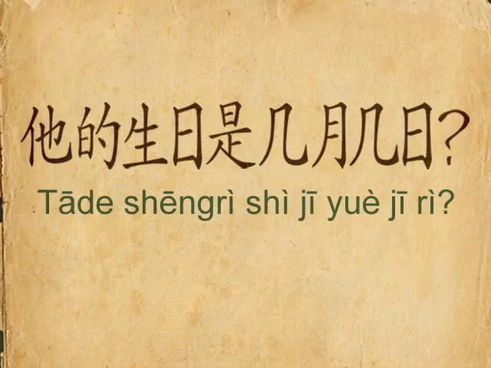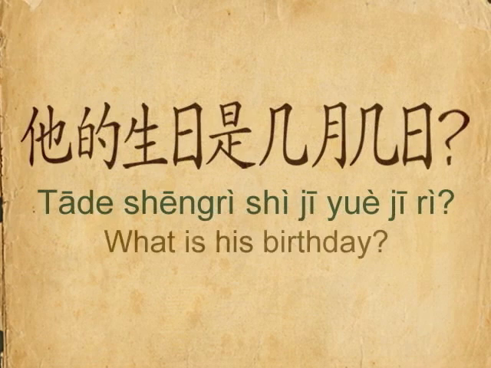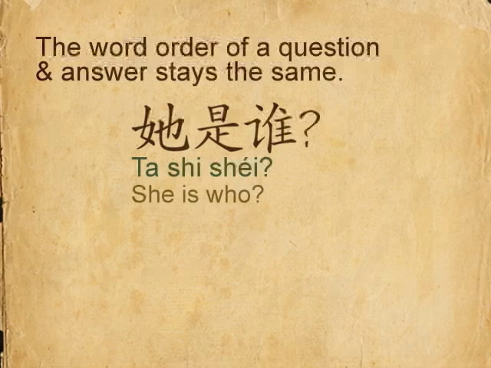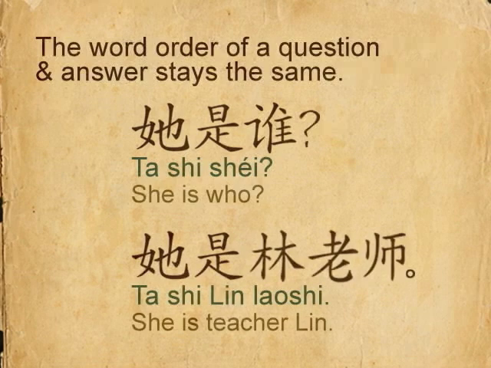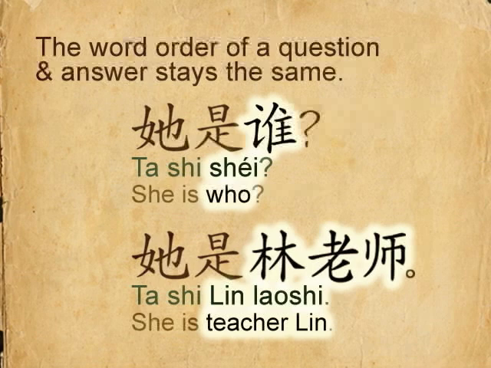And 他的生日是几月几日? What is his birthday? Or the literal meaning, his birthday is how many month, how many day? Now you can ask questions that will help you identify people and talk about someone's age, including your own. You learned that the word order of a sentence stays the same with the question and the answer. For example, the question, 她是谁? Who is she? The answer, 她是林老师. She is teacher Lin.